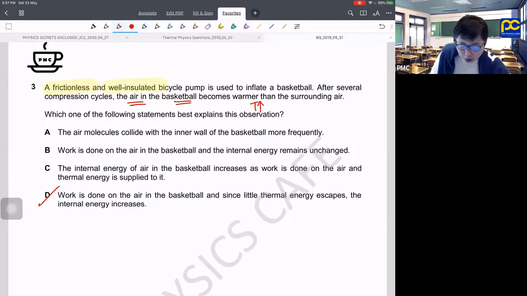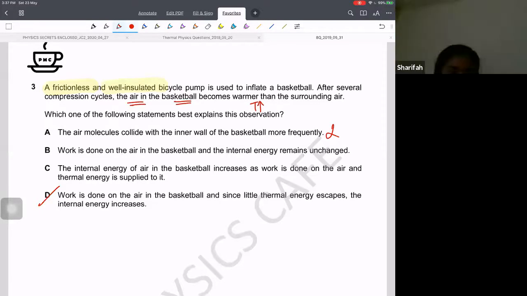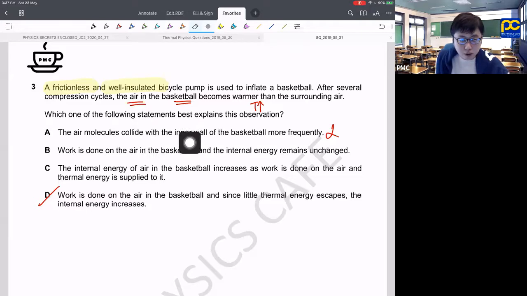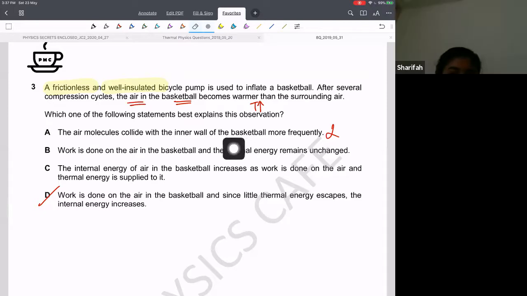But can I ask you why A is wrong? Where is A? Here. A. Why is it that I cannot say when you pump more air into the basketball, the air molecules collide more frequently, the FOC increases, and that causes the temperature to increase? Why can't I say that? Because the temperature should increase first for the molecules to collide more frequently.